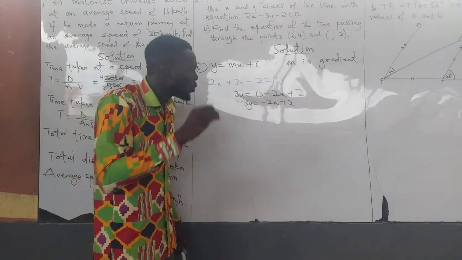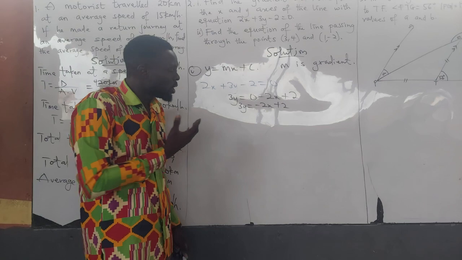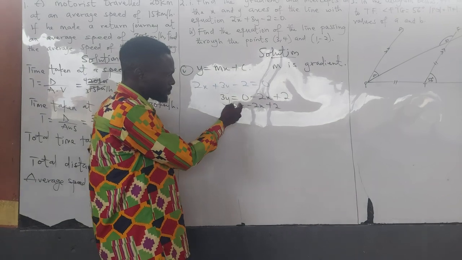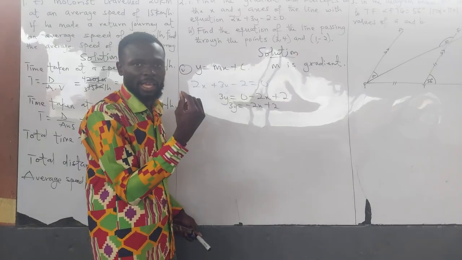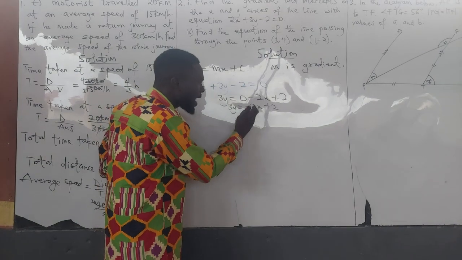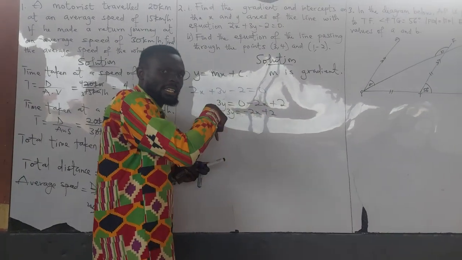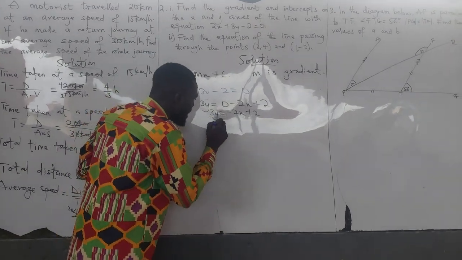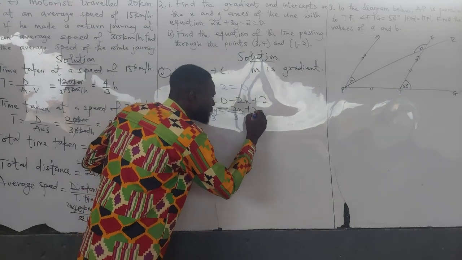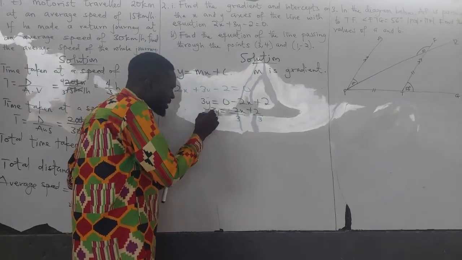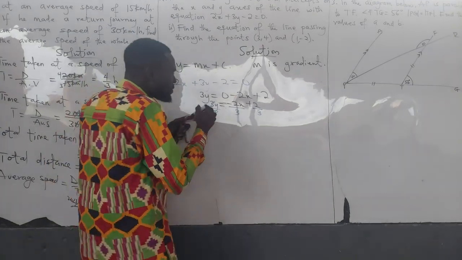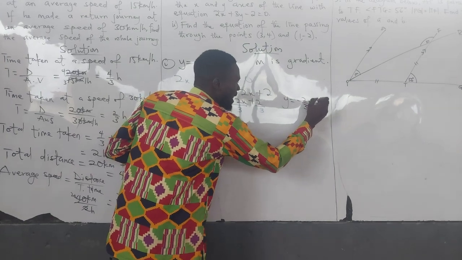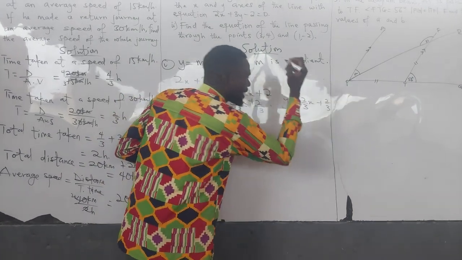What did we say you have to do? We are making y the subject. Now, y is not the subject because you are having 3 attached to y. So you detach it. Now you are going to divide each of the terms by that value. So divide this by 3. Let's use this. Divide this by 3. Divide by 3. Divide by 3. So this will cancel out. Now what do we have? You are having y is equal to negative 2 over 3x plus 2 over 3.